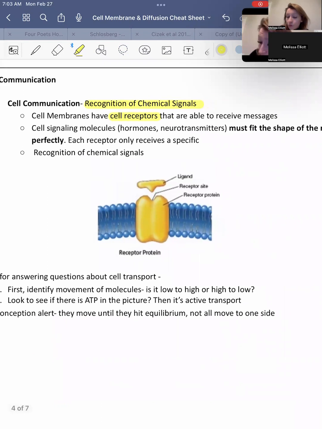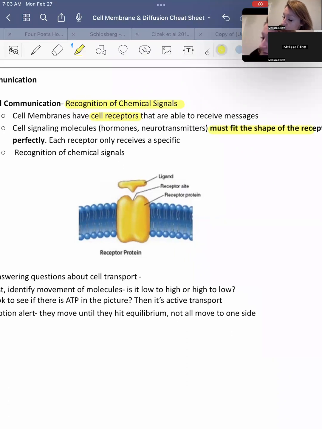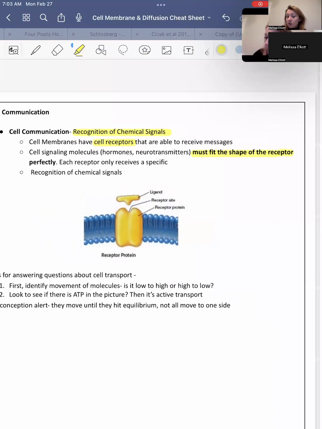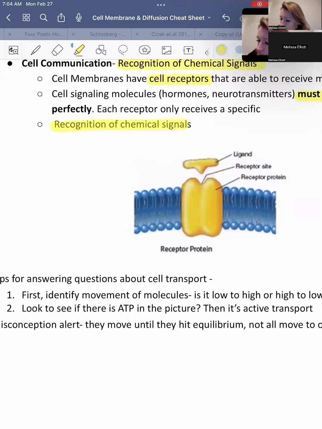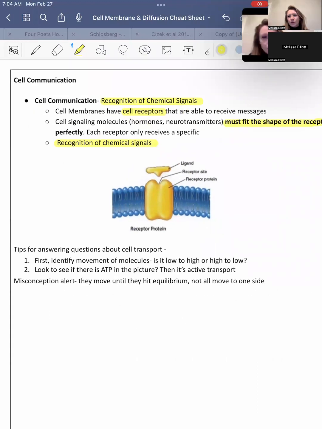Cell signaling molecules, and these could be hormones, they could be neurotransmitters, must fit the shape of the receptor. So if you remember when we talked about insulin, right? Insulin is a hormone and it has to fit the shape of the insulin receptor perfectly. Otherwise, the cell will never receive the message and it'll never bind, which is an issue, right? For example, diabetes. If insulin cannot bind, then it can't open the glucose gates, and that causes a really big issue. We also like to talk about this as recognition of chemical signals too. So if you see that word or that phrase, it's talking about cell communication.